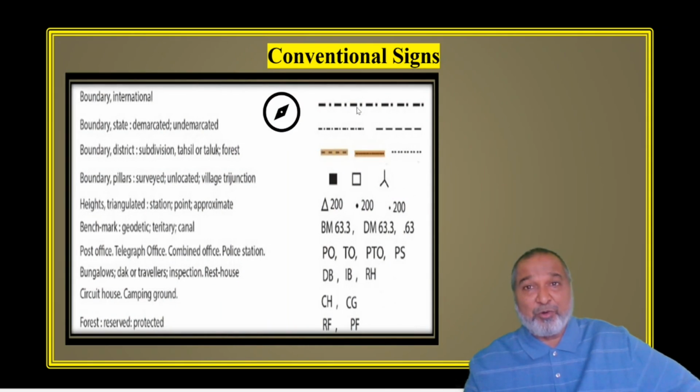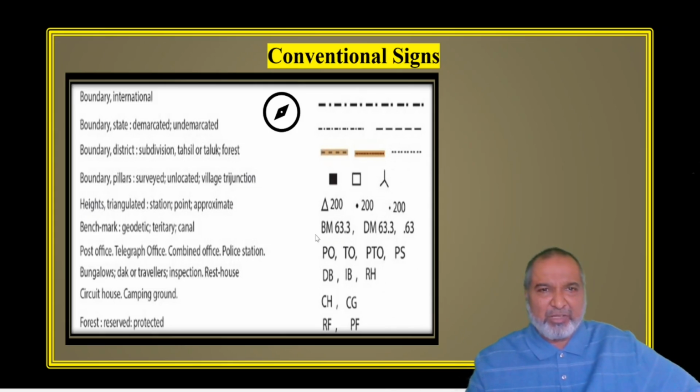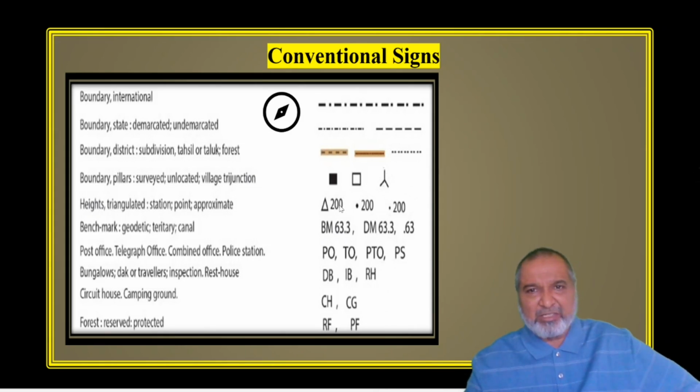So the maps which I have shown you with the dotted line, the international boundaries, how they have been marked, and the state boundaries and all that, we don't have to be bothered about at this stage. So we don't have to go for this one. This is also not required. Yes, these are the markings.